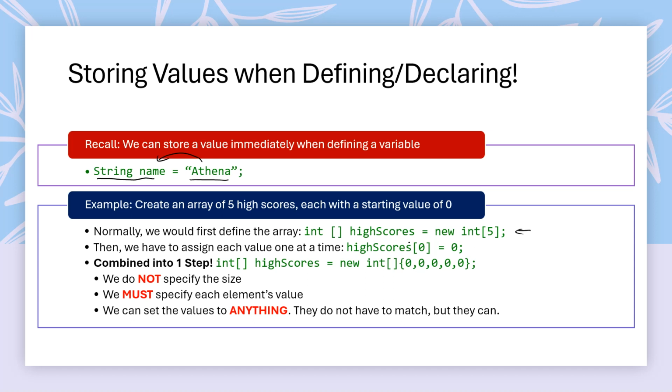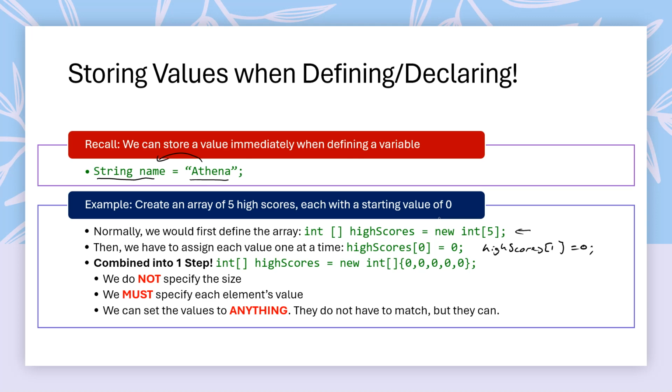Great. So I would say high scores at 0 equals 0. Then the next one would be high scores. These would all obviously be on their own line. High scores at 1 is equal to 0 as well, and I'd have to do that for all 5 elements. Okay, that's fine when there's 5, not fine when there's 500 or 5,000 or 5 billion. Nobody wants to do that.